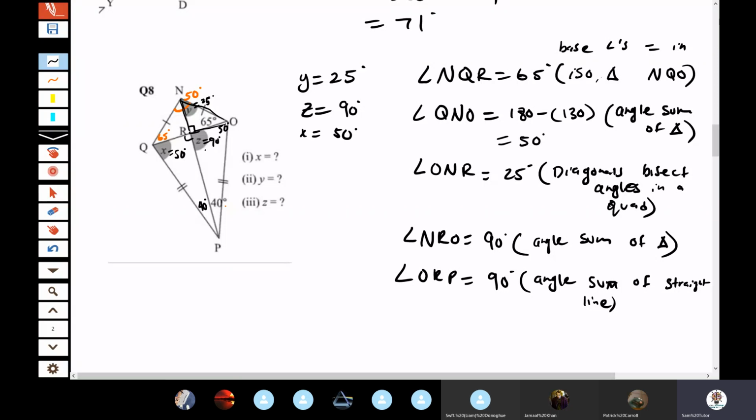Now we found Z. Once we have found Z, you can say that angle ROP equals 50 degrees, because now that you know that Z is 90, this bottom one is 40. Again, a triangle down here, ORP. Subtract 90 and 40, you'll get 50 degrees. That's angle sum of a triangle again.